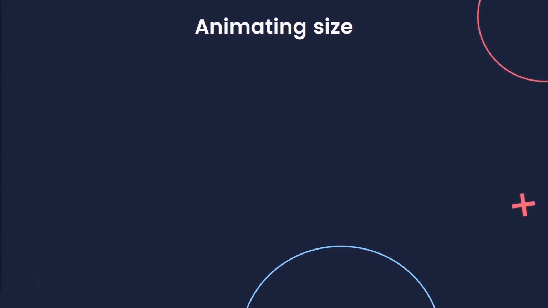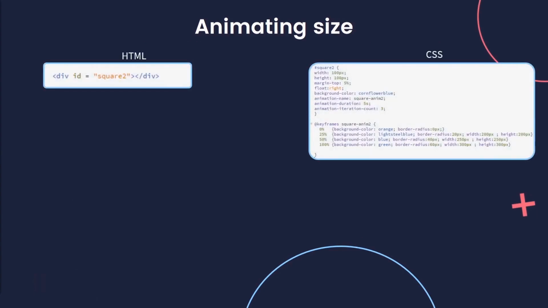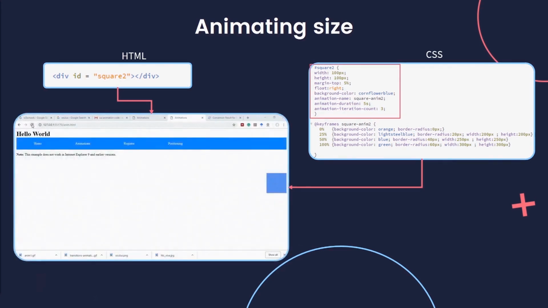Now in our next example over here, we are working with the size of our element. Again, we've got a square. We've got a div container with the ID of square2, where we've specified our CSS code at the top, and this is what our output looks like. The animation is going to grow in different sizes as well as colors.